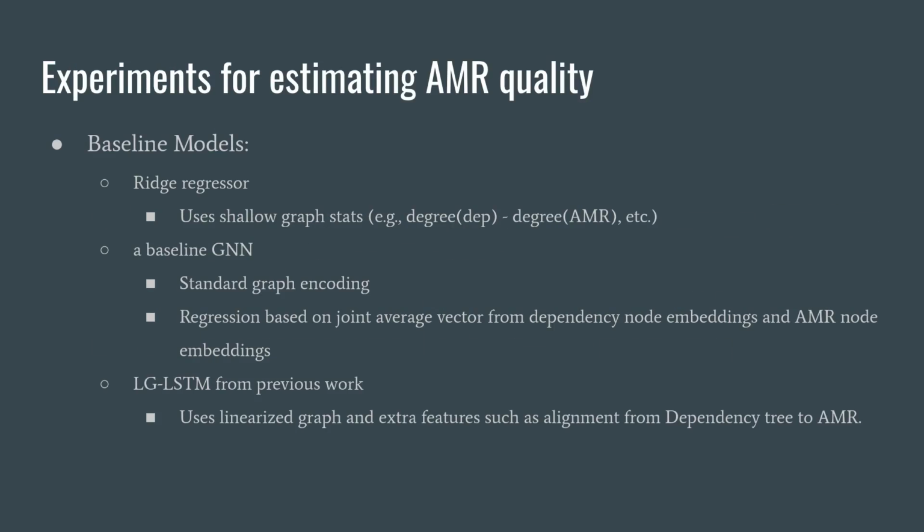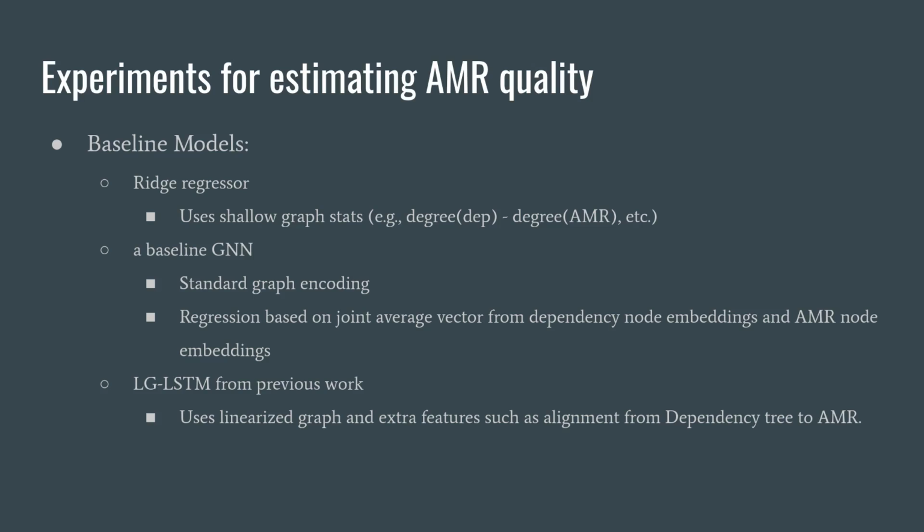And here are our experiments for estimating AMR quality. We have some baseline models, a ridge regressor, which uses some shallow graph statistics, for example, the difference in the degree of the dependency tree and the degree of the AMR graph, or the difference in the amount of nodes of the dependency tree and the amount of nodes in the AMR graph, and so on. Then we have a baseline graph neural network, a standard graph encoder, and we perform regression based on the joint average vector from dependency node embeddings and AMR node embeddings.